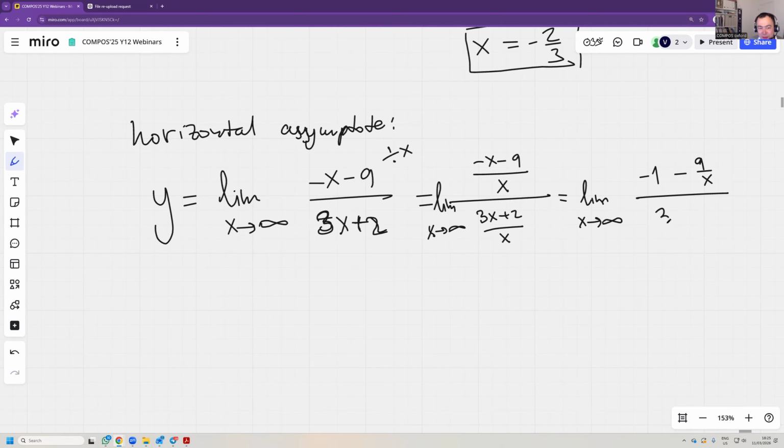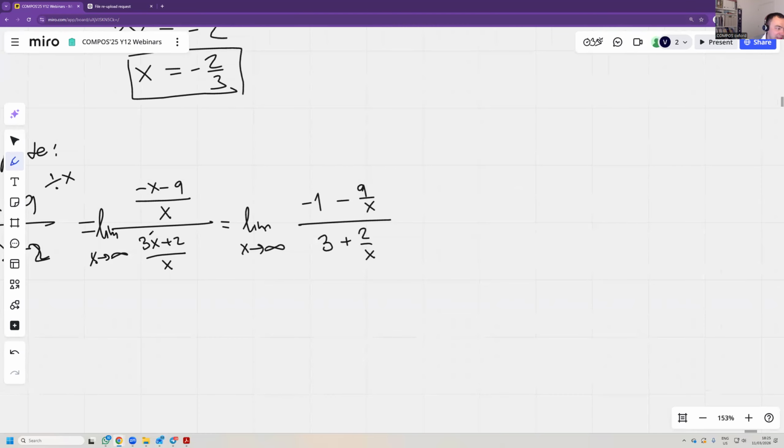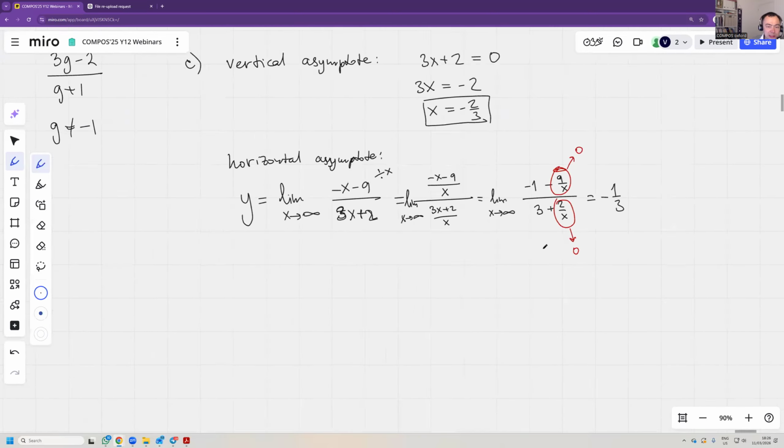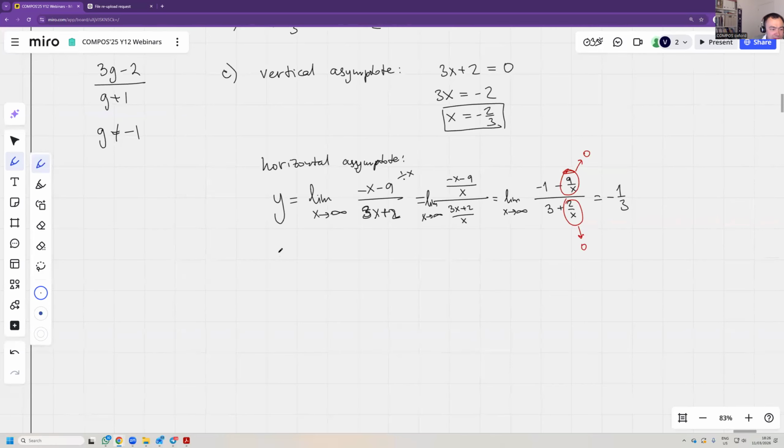And that's the 3 plus 2 over x. And now as x tends to infinity, because x becomes really big, this thing becomes 0, and so does this. So the limit is -1/3. So y equals -1/3 is a horizontal asymptote.